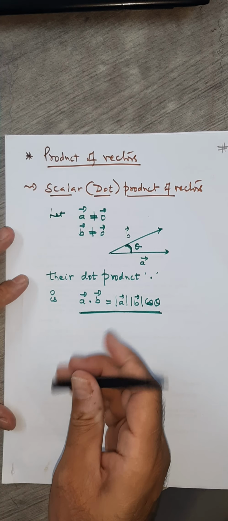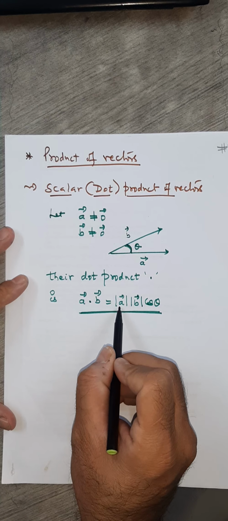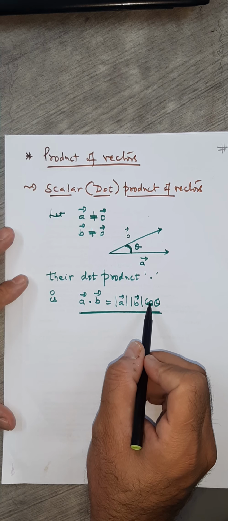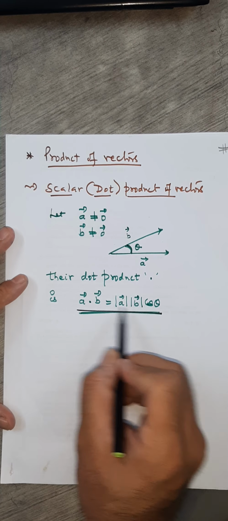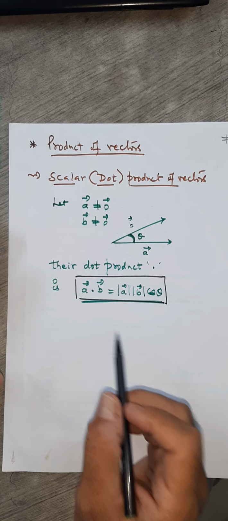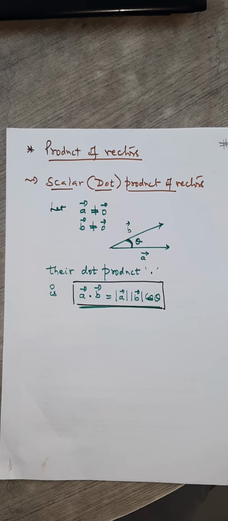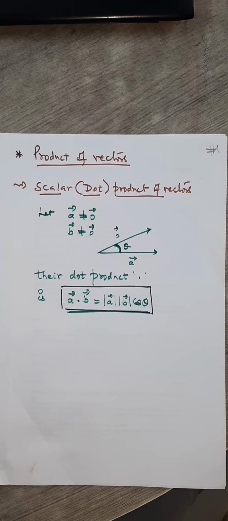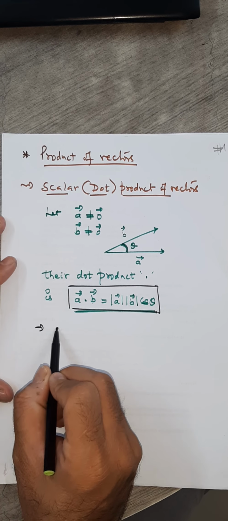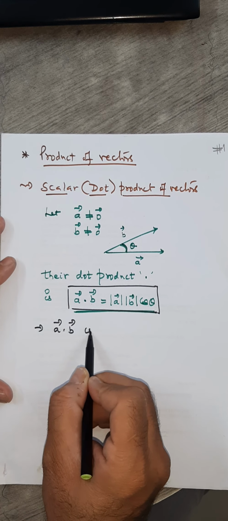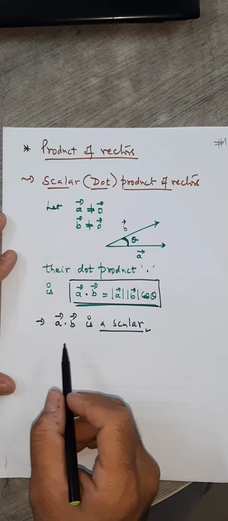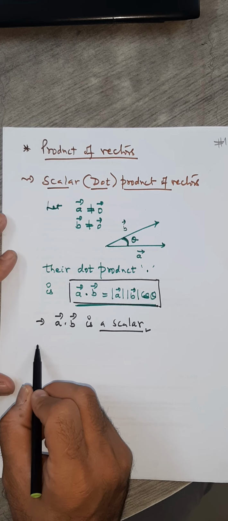What's the definition of dot product? Magnitude of the first vector, so this will be a number. This is also a number, and cosine theta is also a number. So the dot product of two vectors is a scalar, remember. When you find the dot product of two vectors, your answer will be a number. So vector A dot vector B is a scalar. Scalar means what? It's a number.